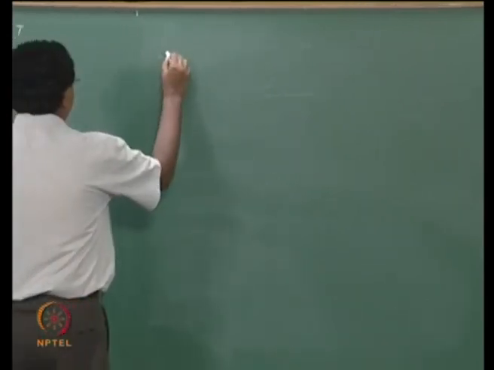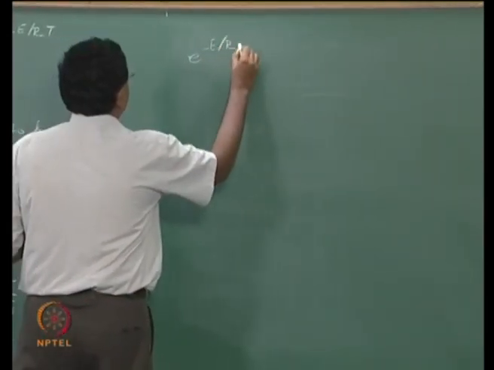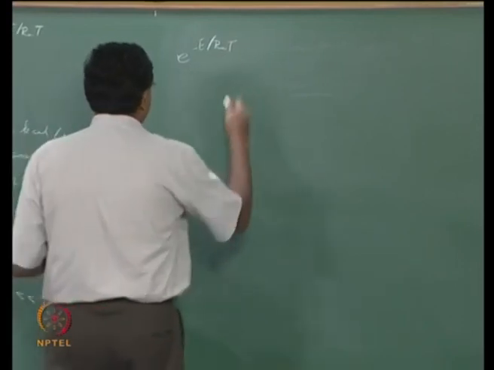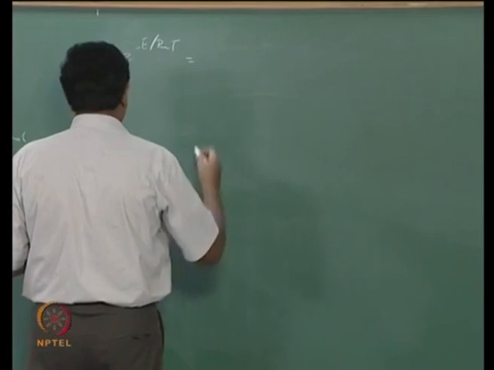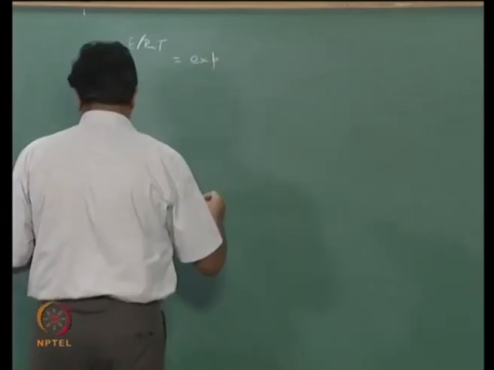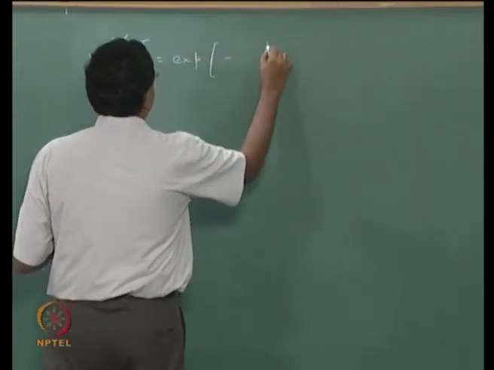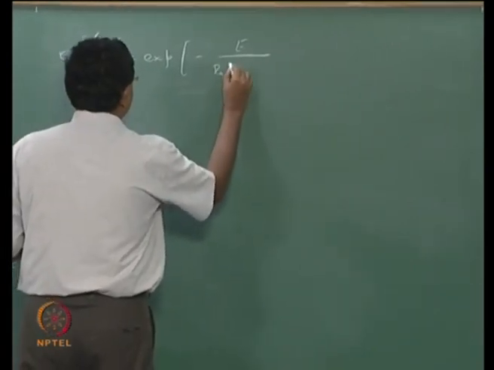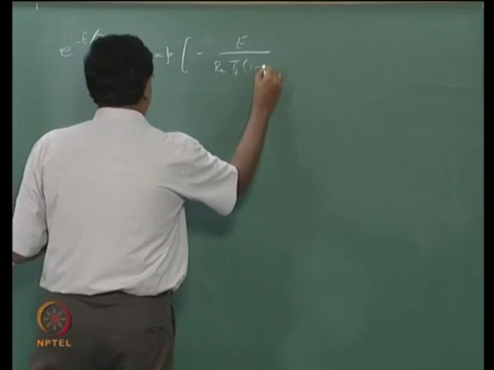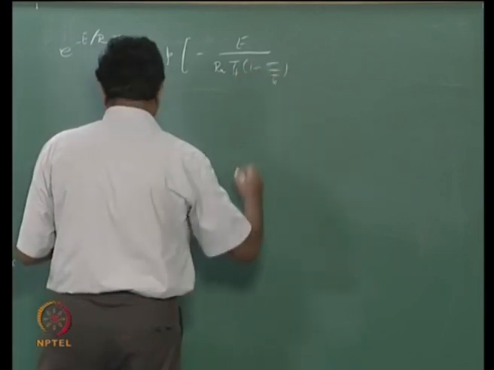So then, how is your e to the minus E over RU T going to get transformed in terms of sigma? It is exponential of minus E divided by RU TF times 1 minus sigma divided by TF.